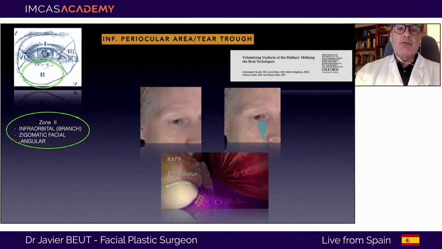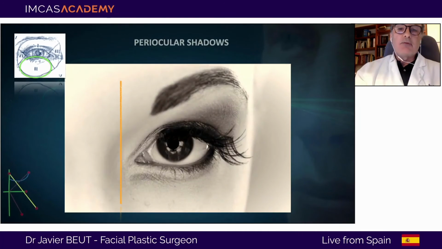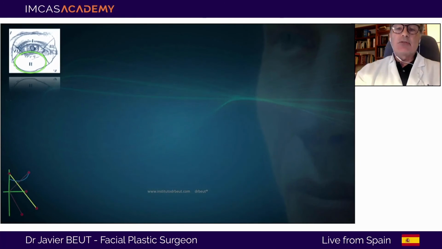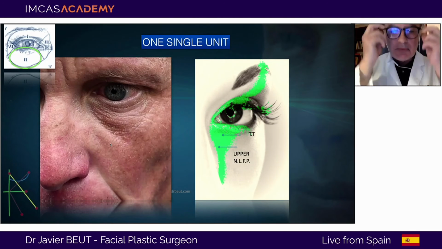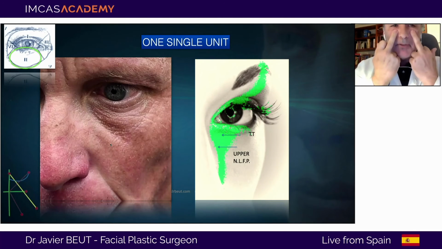Then for the tear trough, it is a matter of periocular shadows. So whatever you do, you need to treat these shadows in a certain way. The tear trough is composed of two big elements: the deep mid-fat pad and the tear trough itself. It's not just one element. You cannot treat the tear trough with one single shot, because if you push your skin up to the tear trough, you will see that the tear trough diminishes. At least mine diminishes. I don't know yours, but mine does.